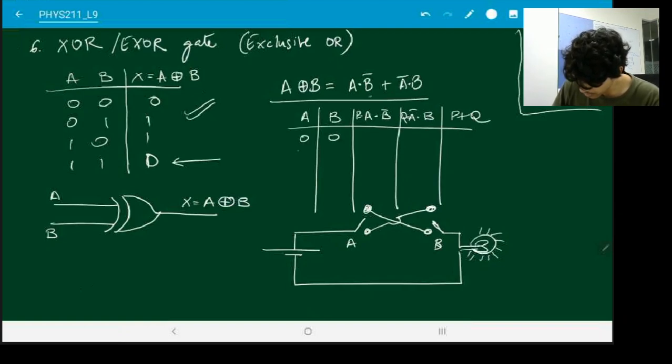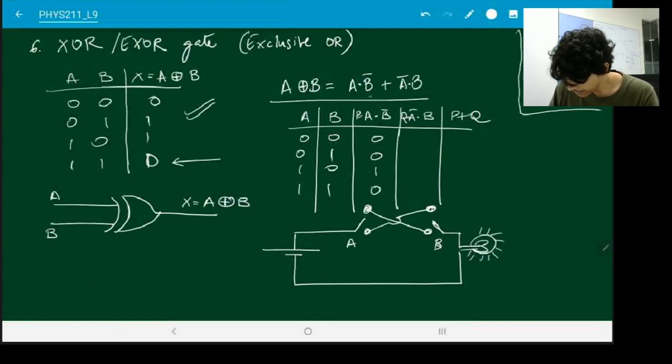So if I have A, B, A and not B, not A and B, and then the ORing of these two. So if I call this P and if I call this Q, then P or Q. So A and B: 0 0, 0 1, 1 0, 1 1. A and not B is 0, 0, 1, 0. Similarly, not A and B is 0, 1, 0, 0. So this is my P and Q.